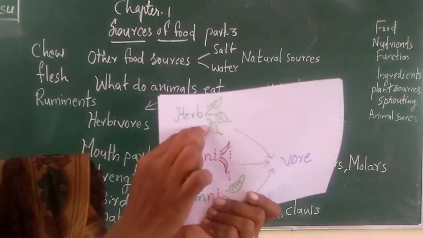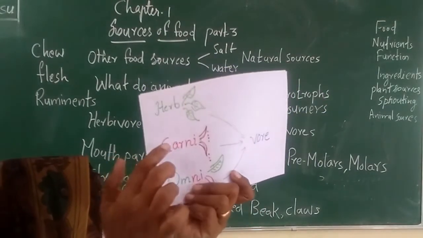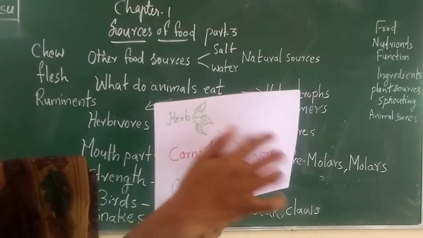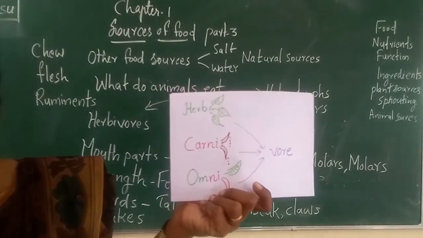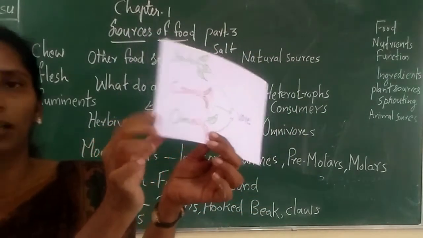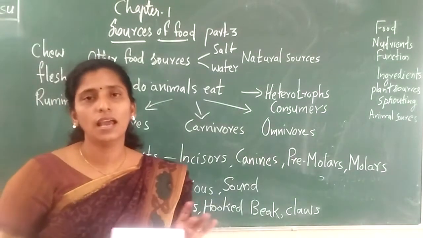Herb. The meaning of herb is what? Plants. And carni means eating others, called carni. So herbivores are what? Plant eating animals, and carnivores are feeding on the flesh of other animals. And one more term is what? Omnivores. Omnivores are eating both plants and animals.